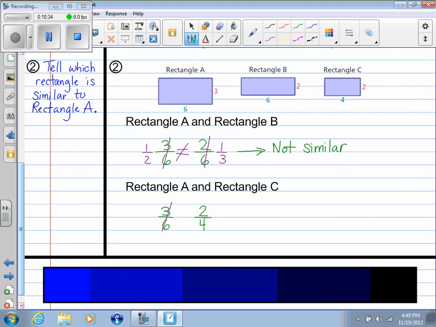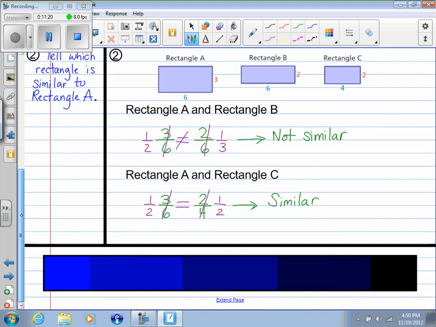If I simplify 3/6, that equals 1/2. You could divide them both by 3, or you probably could just look at 3/6 and know that that equals 1/2. And then with 2/4, it's the same thing. You know that 2/4 equals 1/2, or you could divide both of those numbers by 2. So now we have 1/2 and 1/2. Well, 1/2 does equal 1/2. Since the two ratios are equal, that means that those rectangles are proportional to each other, so they are similar. So we've just now proved that rectangle A is similar to rectangle C.